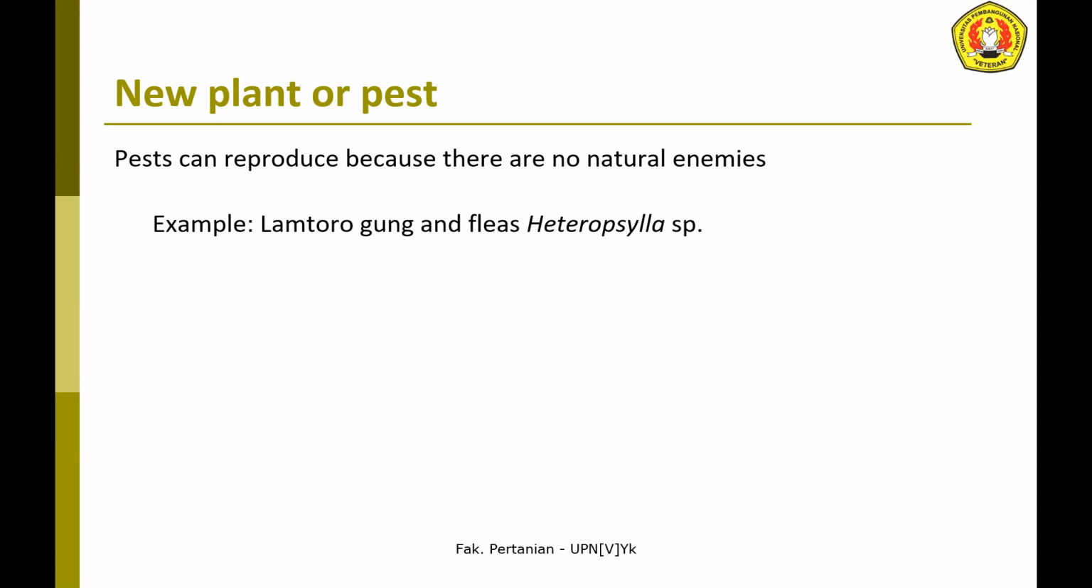menahan populasi hama. Tetapi ketika muncul a new pest, jadi hama jenis baru ke satu wilayah, maka dimungkinkan there is no natural enemy that can control the new pest population. Tidak ada musuh alami yang bisa mengendalikan populasi dari hama baru ini. Maka begitu sebuah hama baru masuk ke satu area, maka dimungkinkan akan terjadi outbreak.